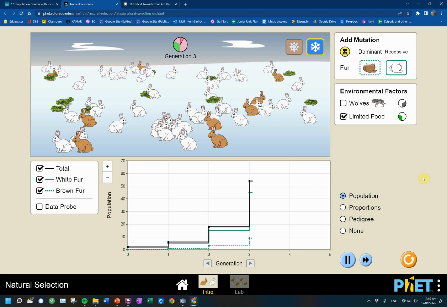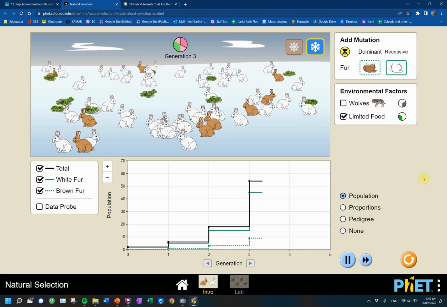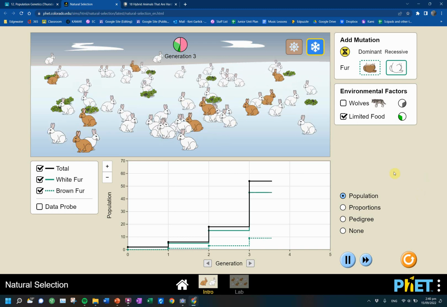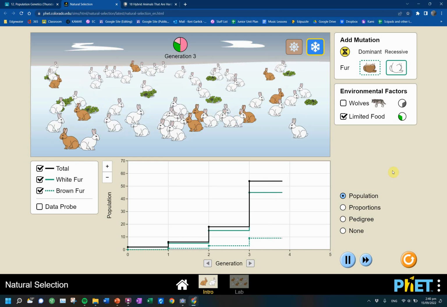I also have a snowy environment. Which one camouflages better now? Wow. The white or the brown one? The white. I mean, I know it's not great.